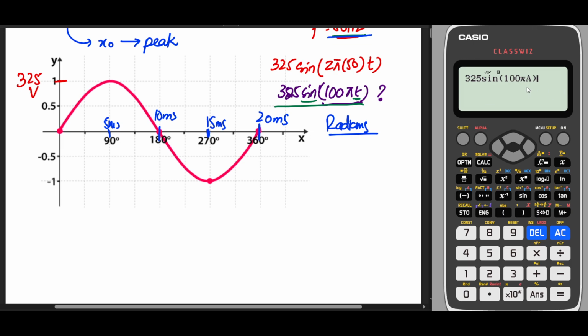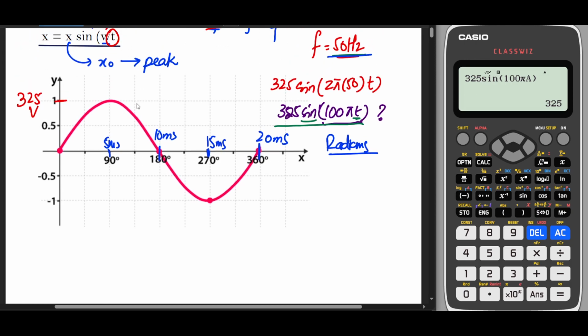Now I will put in a time of my choice and see how this behaves. Let's see what it does on the standard values, which are 5 milliseconds, 10 milliseconds, 15 milliseconds, 20 milliseconds. So I press the calc button and put in the value of 5 milliseconds. I should expect the maximum or peak value, which I do get. When we come at 5 milliseconds, I am getting the peak value, which is 325.